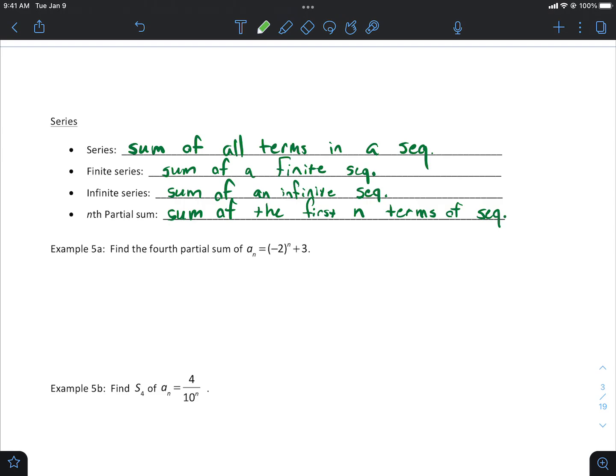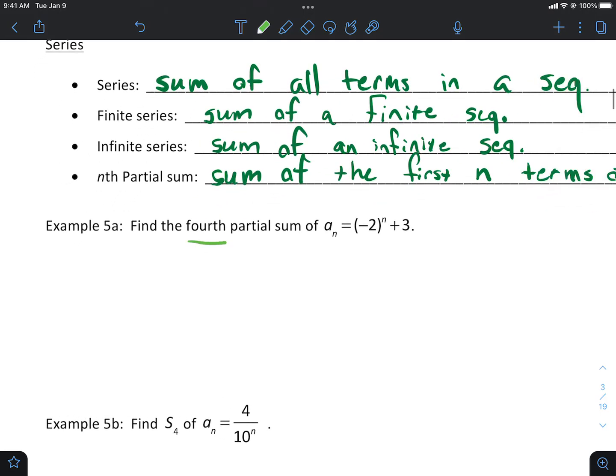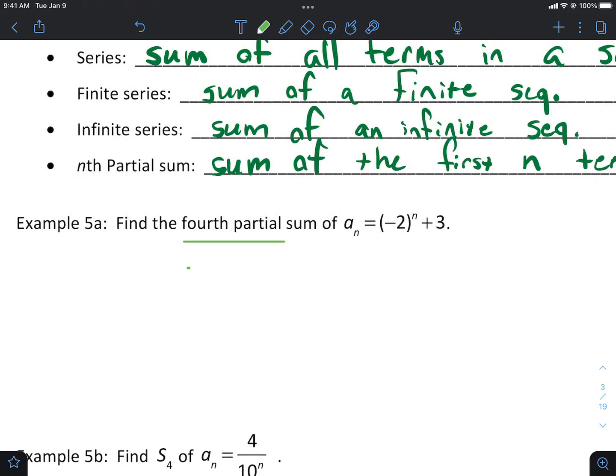Oh, nth partial sum, which is what we're about to do here: the sum of the first n terms of a sequence. So down here below, they're going to say find the fourth partial sum of this thing. So what does that mean? That means find the sum of the first 4 terms. Okay. Now there are some formulas that you're going to learn for sums of very specific types of sequences, but we don't really know if this sequence is going to follow that rule.